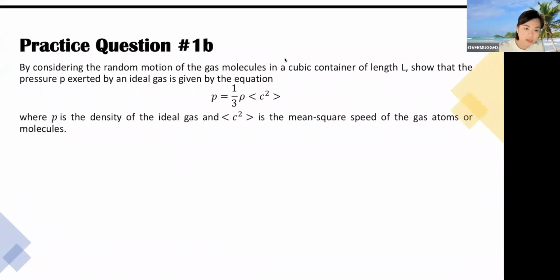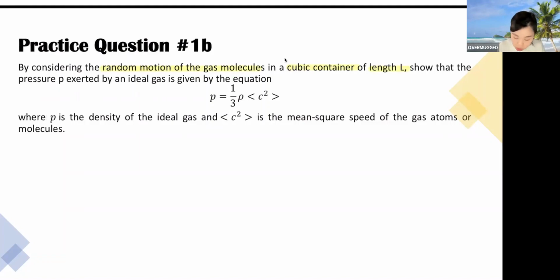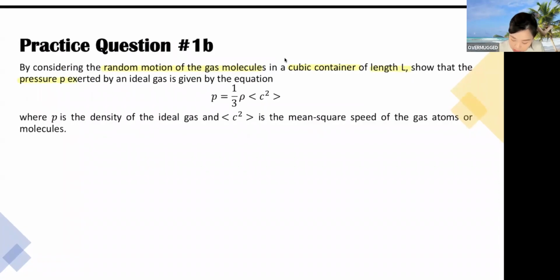Next question. By considering the random motion of the gas molecule in a cubic container of length L, so random motion of gas molecule, cubic container length L means length times length times length, show that the pressure exerted by an ideal gas is given by this equation. Pressure of the gas is equal to 1/3 the density of the ideal gas times the root mean square speed, the square speed of the gas atoms or molecules. So this is actually a derivation question, whereby they want you to derive the pressure of an ideal gas.